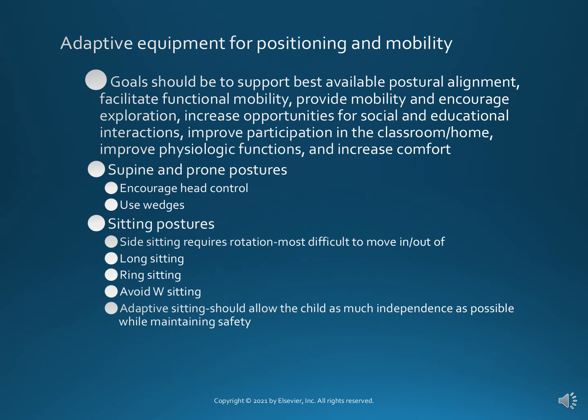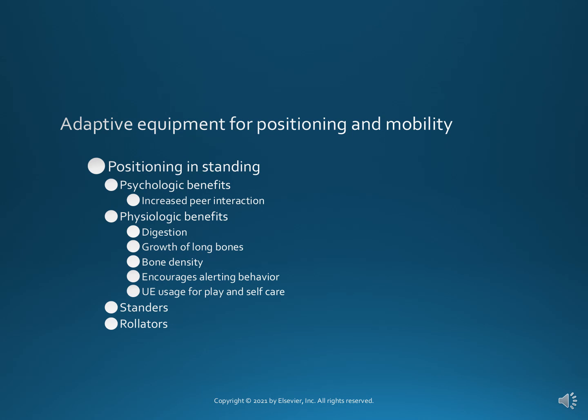Adaptive sitting should allow the child as much independence as possible while maintaining safety. So promoting the proper position, promoting the proper alignment, giving them as much movement independence as possible, but keeping them as safe as possible. The majority of the time, the main goal of functional positioning is to achieve a standing position. And that's because there are a lot of benefits to standing.